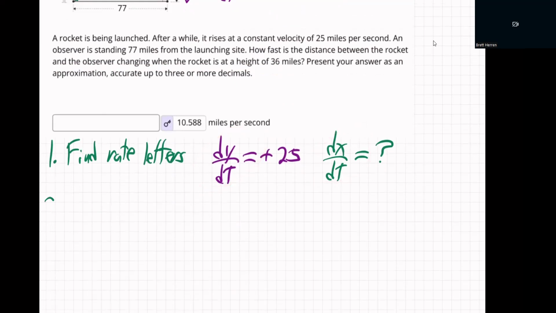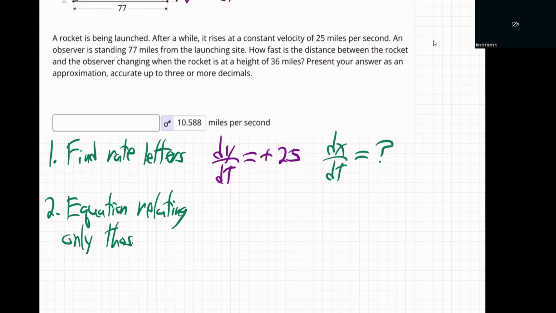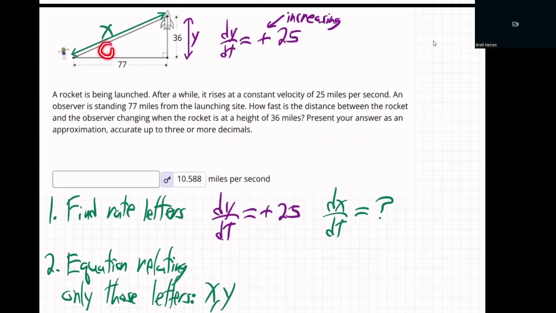It's important to identify. Next, write some equation relating only those letters. So only the rate letters. In this case, that's x and y, whatever, the order doesn't matter, right? These are the only rate letters, nothing else. I'm not going to put in an angle theta. I'm not going to call this z or anything else. Just how did I know?